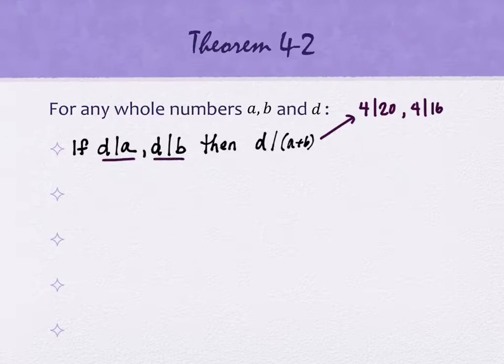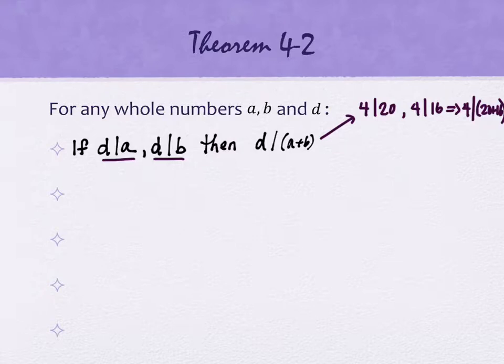I have 4, and it divides 2 numbers. They could be the same number, but they don't have to be. Okay? And the statement is then that 4 is going to divide 20 plus 16. What's 20 plus 16? 36. Does 4 divide 36? Yeah. So why is that working?